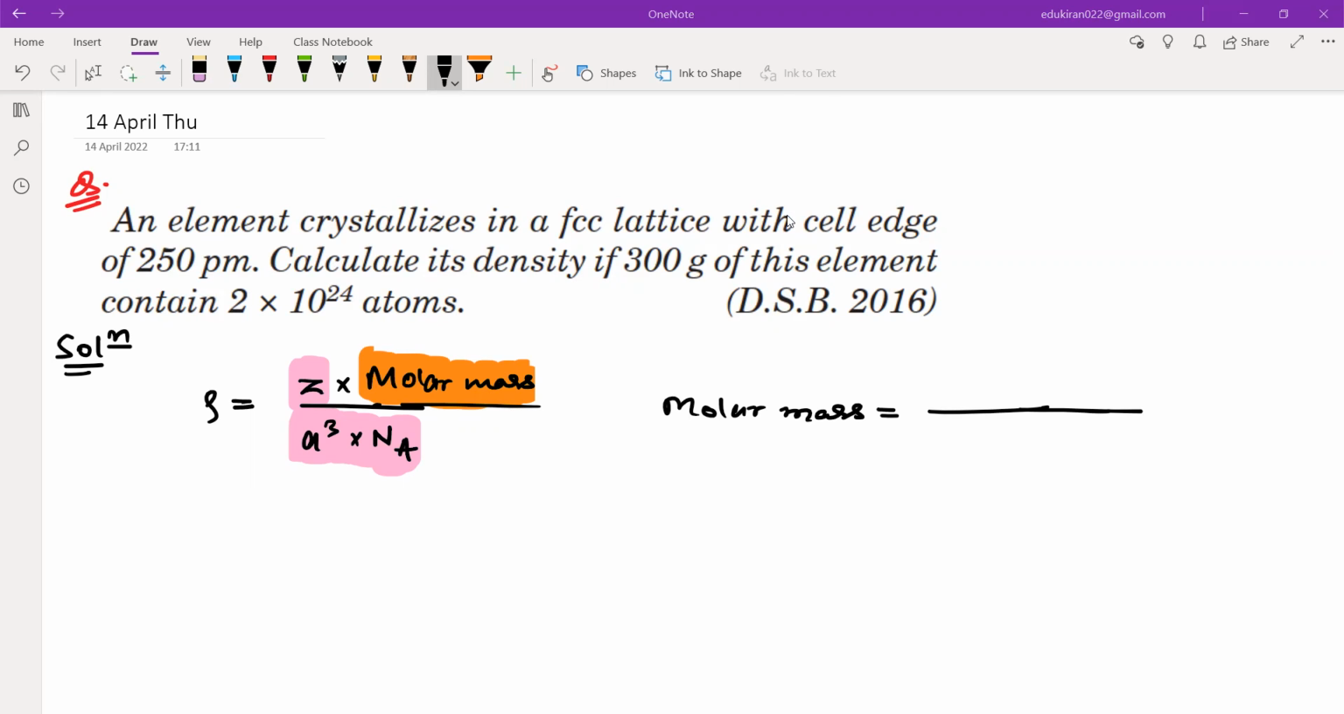Okay, 300 grams divided by 2 into 10 to the power 24. Yes. Now what are you going to get? You are going to get grams per atom, right? This will be the unit. But what is the unit for molar mass? It is grams per mole.